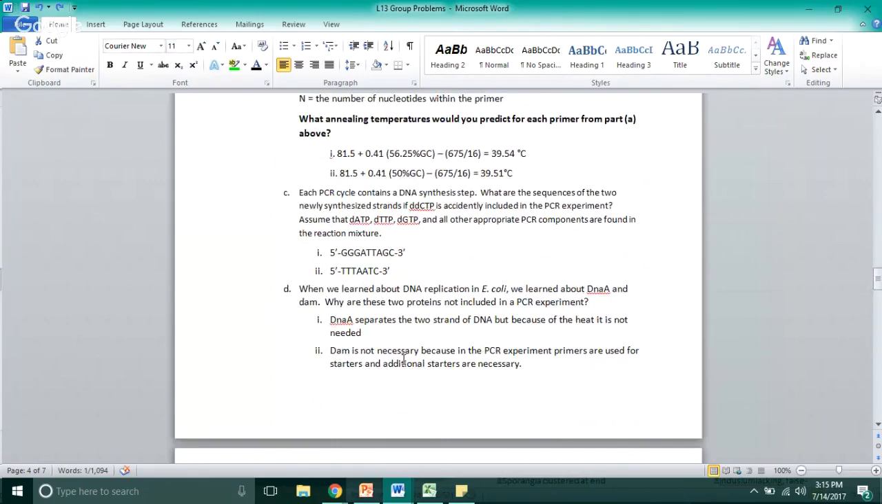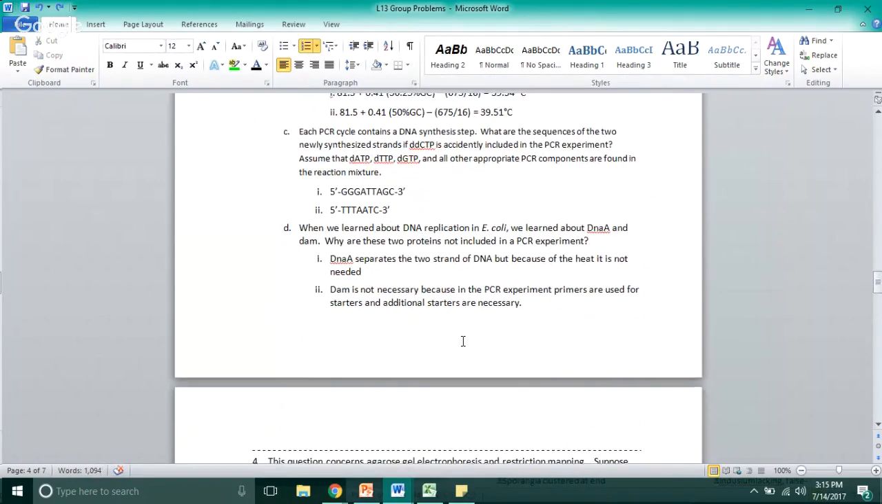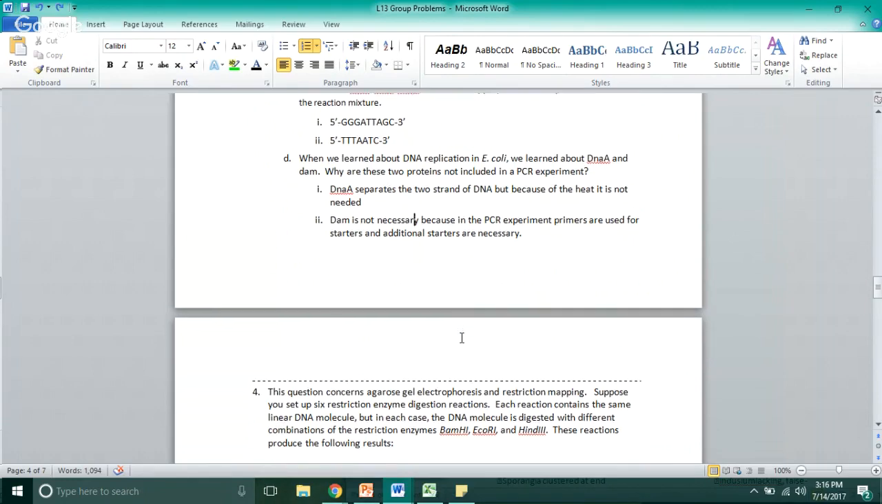And for D, it says, when we learn about DNA replication in E. coli, we learn that DnaA and DAM. Why are these two proteins not included in the PCR? So I put DnaA separates two strands of DNA, but because of the heat, it's not needed, because the heat denatures the DNA and it splits by itself. And the DAM is not necessary because the PCR experiment primers are used for starters, and so additional starters are not necessary.